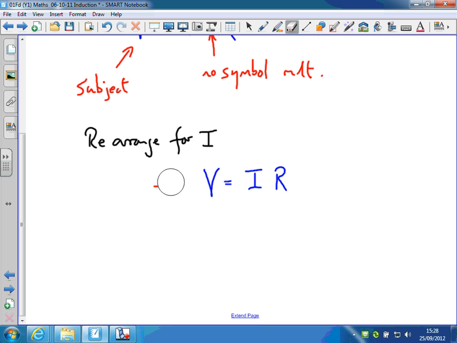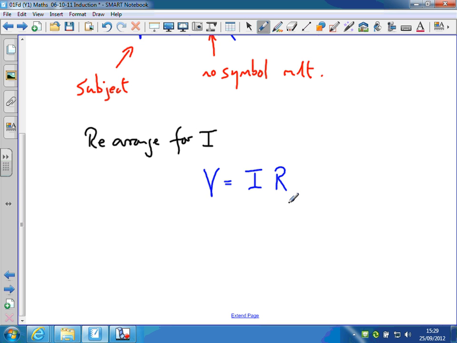If I multiply the right-hand side by something, what do I do to this side? Right. Whatever I do to one side, do the same to the other. I can use that. I want to get rid of R.